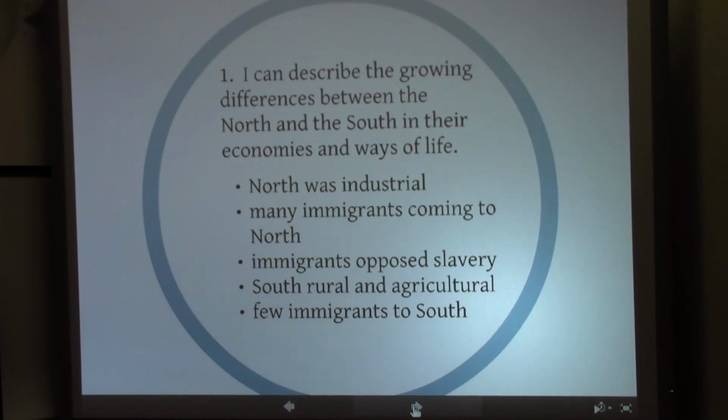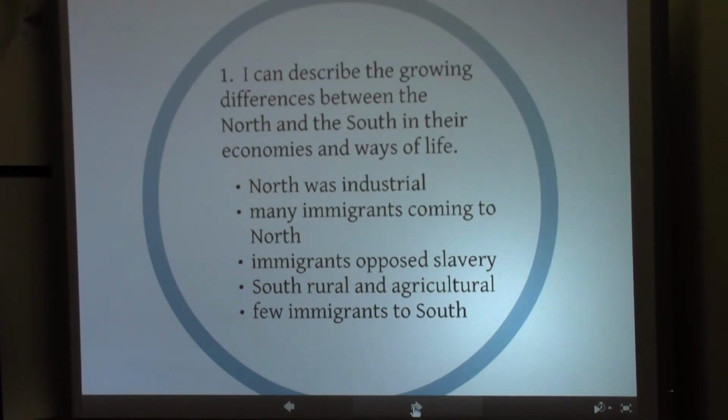Objective 1 of Section 1. I can describe the growing differences between the North and the South in their economies and ways of life. Well, as we discovered in our earlier exploration of the North and South, the North was primarily industrial. And by the early 50s, it had become even more so. It now had over 20,000 miles of railroad track. It had large cities and contained a number of factories.